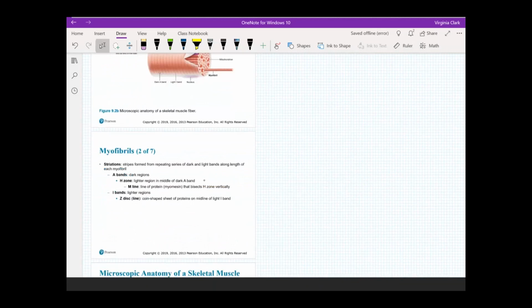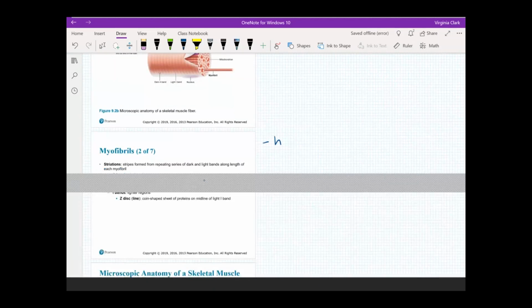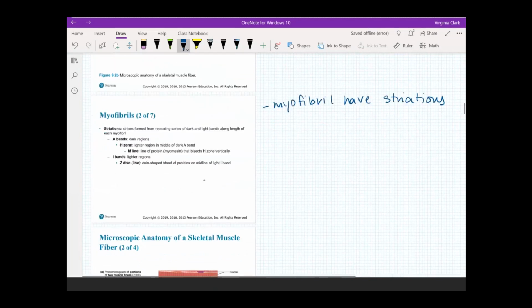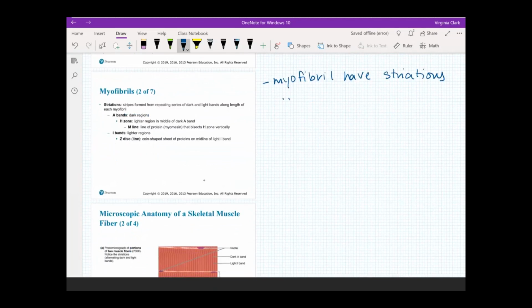We're going to go through all of these, but those are the four things that make it up. So when we're looking at our myofibrils, they are going to have striations. This is what makes your skeletal muscle have striations. And these striations are because there are alternating light and dark bands. These alternating light and dark bands give it a striated appearance.